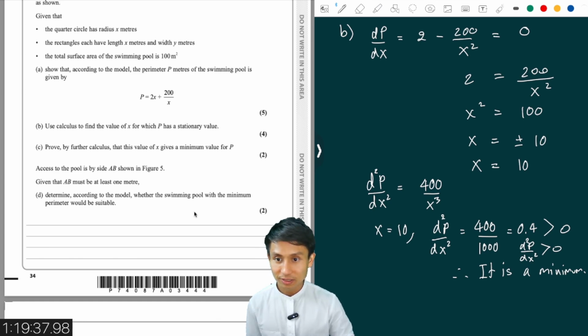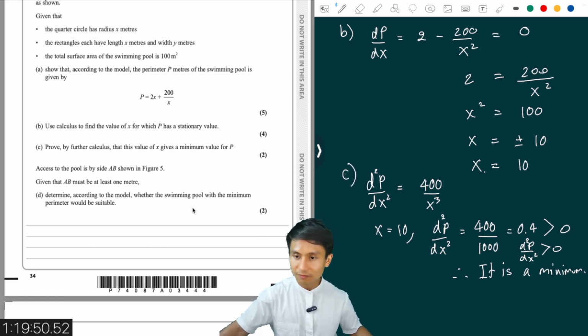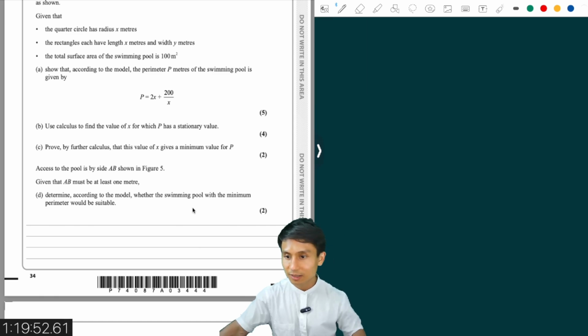And this is, wait, hang on. Use calculus to find the x value. Oh, so this is part B. So x of x. Yeah, okay. So part C is here. Proved by further calculus. Yeah, already did. Part D.